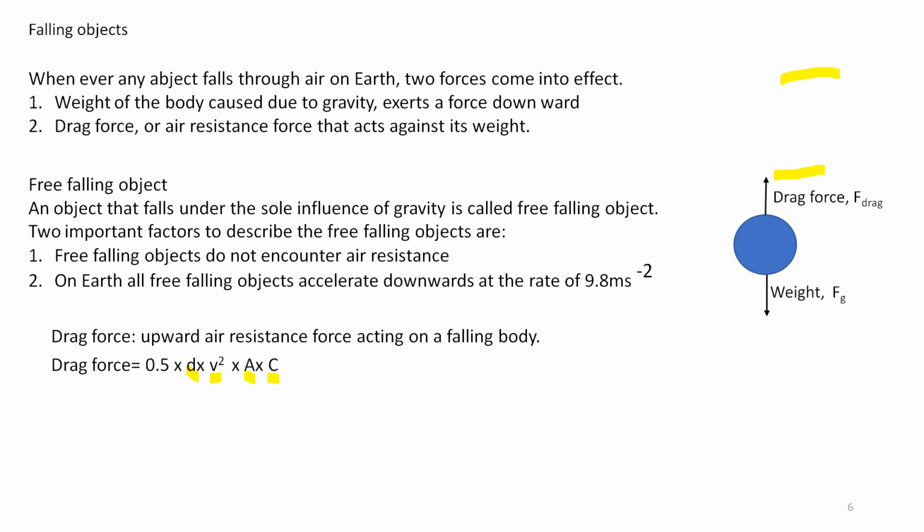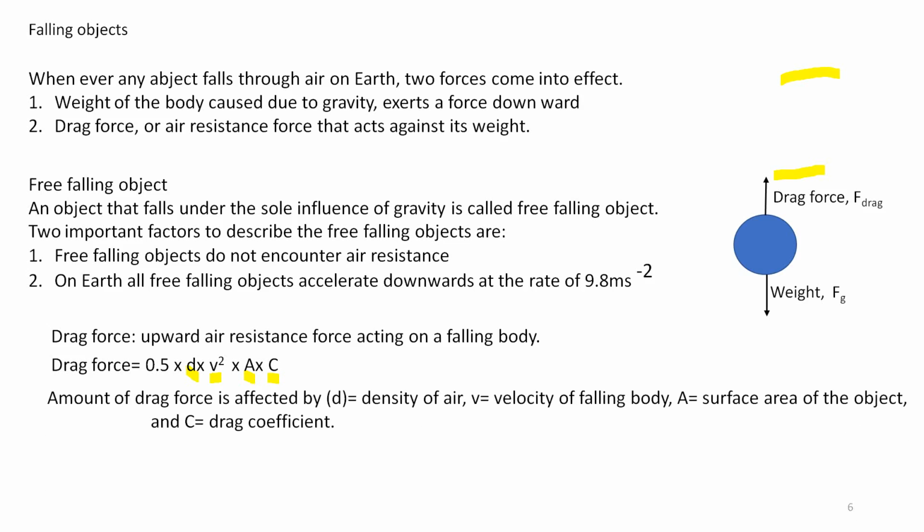Then the drag force is calculated using 0.5 times d times v square times a times c. So 0.5 is a coefficient value given to get the exact number value of this drag force. Then d represents the density of air, v represents velocity of the falling body, a represents surface area of the object, and c represents drag coefficient, so coefficient of the drag force.